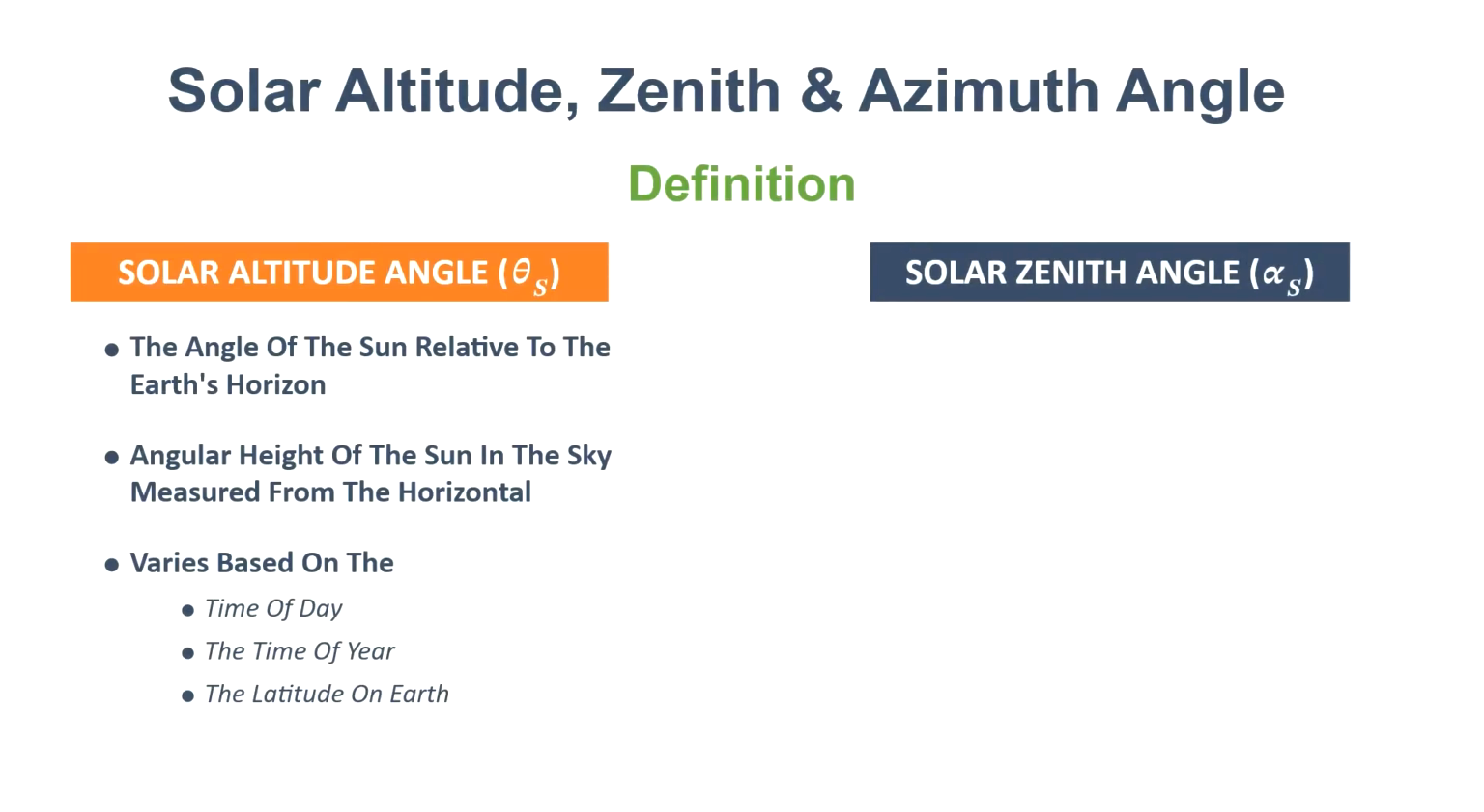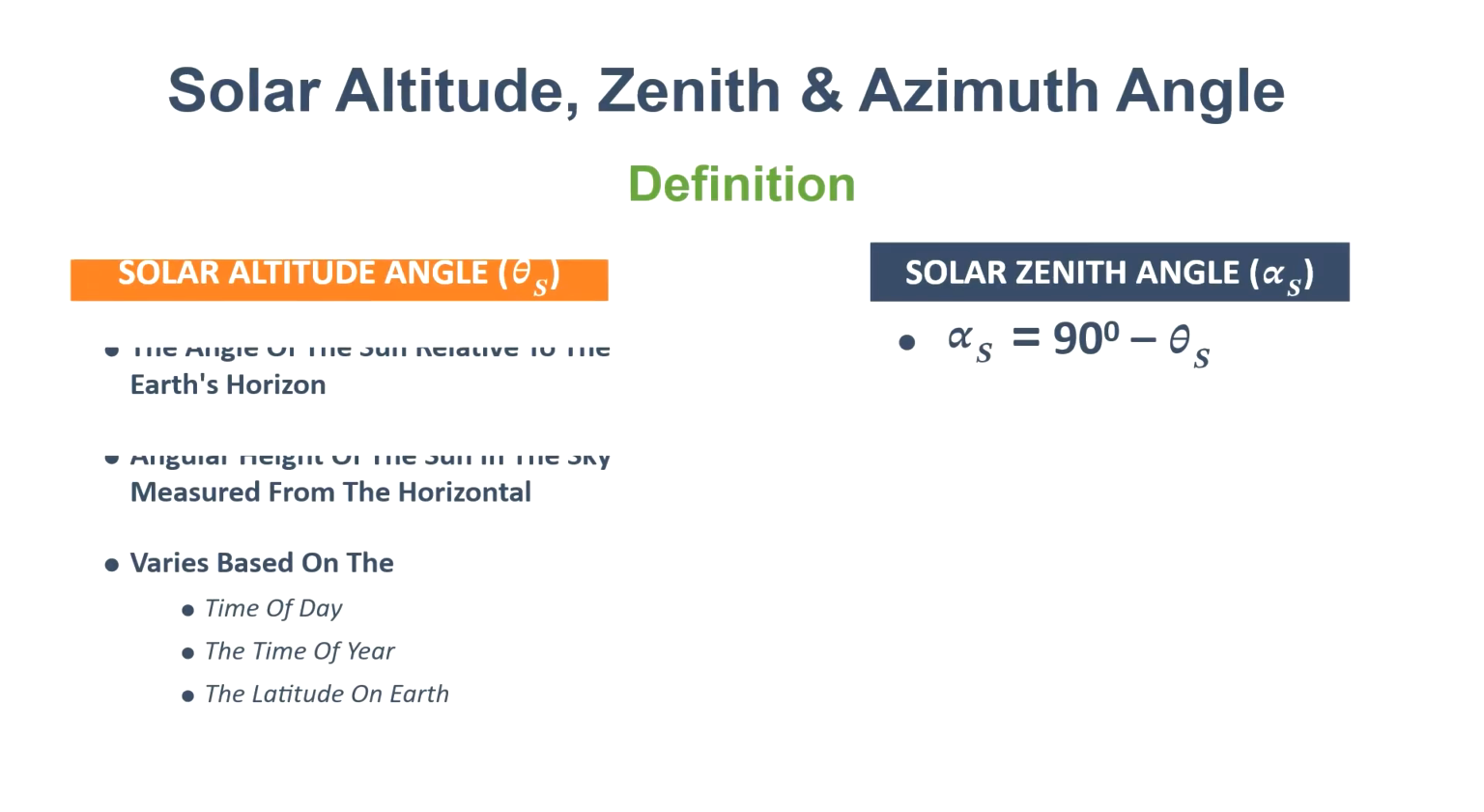Next is the solar zenith angle. As we have already mentioned, solar altitude and solar zenith angles are complementary to each other. Let's know the definition of zenith angle first.